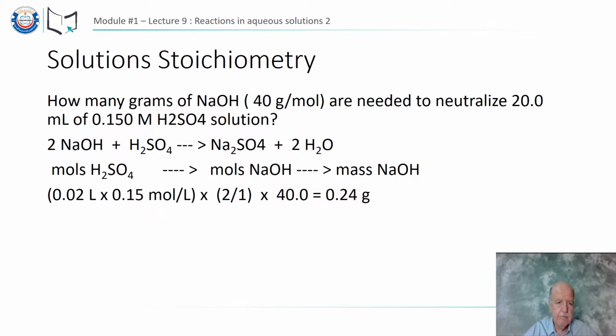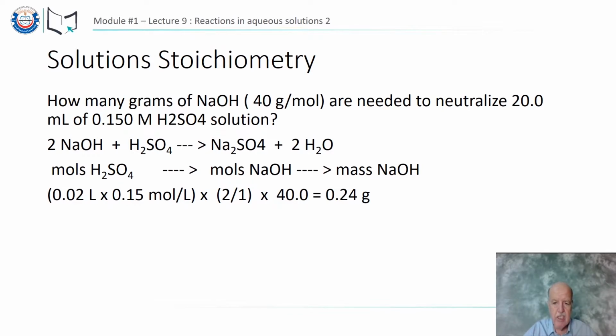Why do I prepare solutions? To use them, right. And we use them where? In solution stoichiometry. How many grams of NaOH are needed to neutralize 20 mL of 0.15 molar H2SO4?